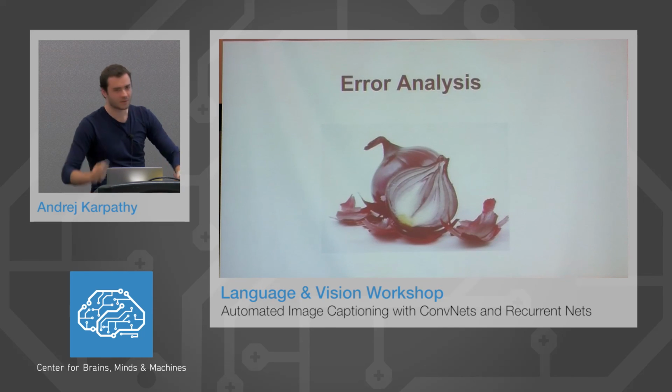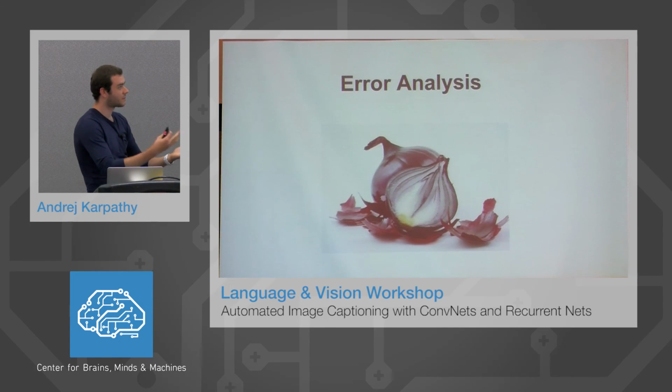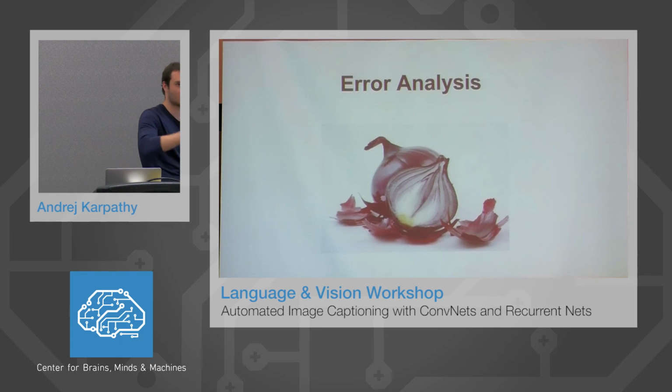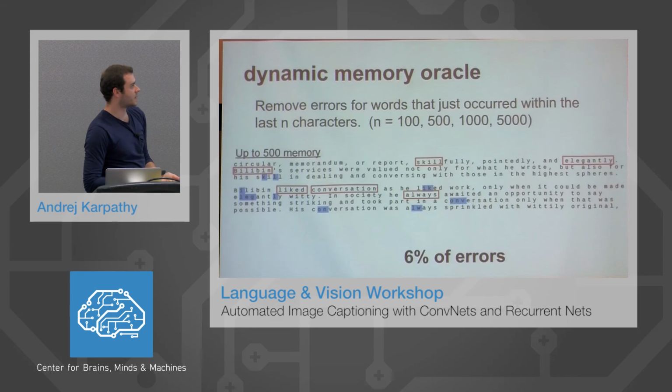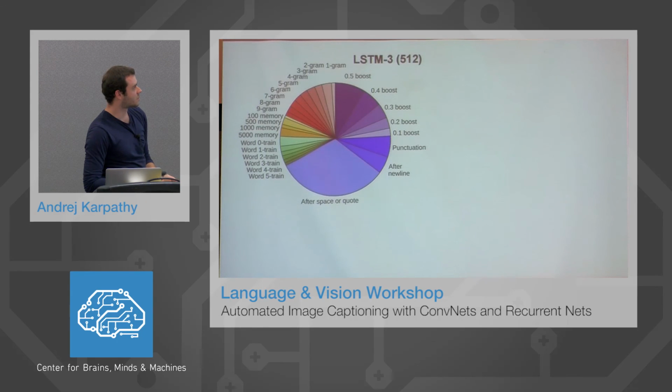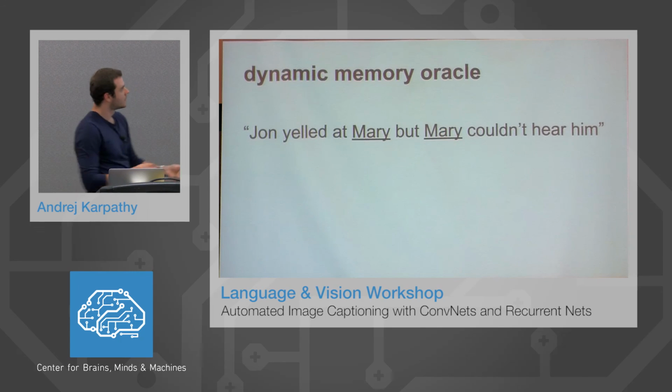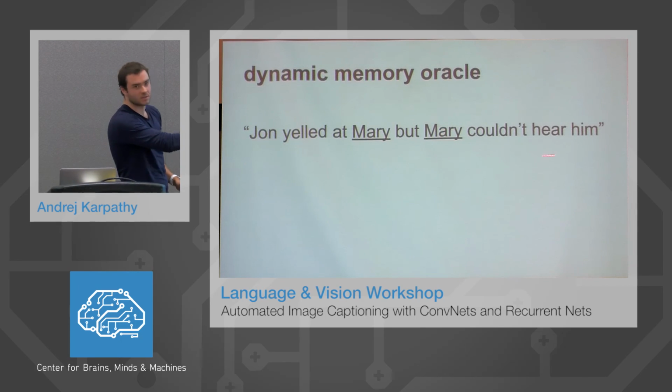We have a lot of error analysis that we're doing to figure out what the limitations of LSTMs are. What we do is we peel errors one by one, and we're trying to get an understanding of the error breakdown. Just very briefly, one interesting error: suppose that this sentence is in your test set. John yelled at Mary, but Mary couldn't hear him.